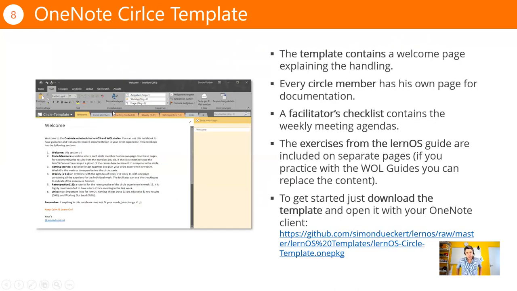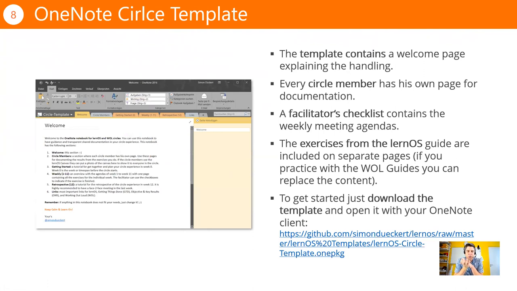Now for the template, the main part. I started with using enterprise social networks for doing the documentation in circles, and then switched over to OneNote. And I used a lot of the structure and the templating from the ESN, which was mainly Jive or IBM Connections, sometimes Yammer, for the OneNote structure. I will explain it in detail in a few seconds.